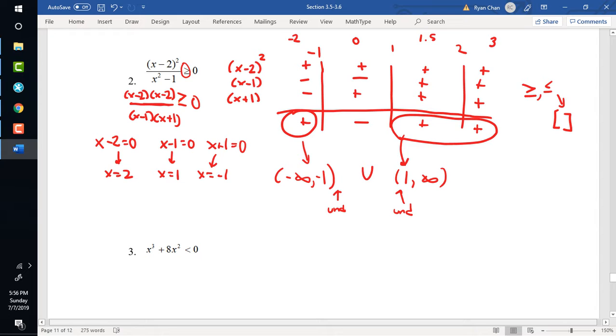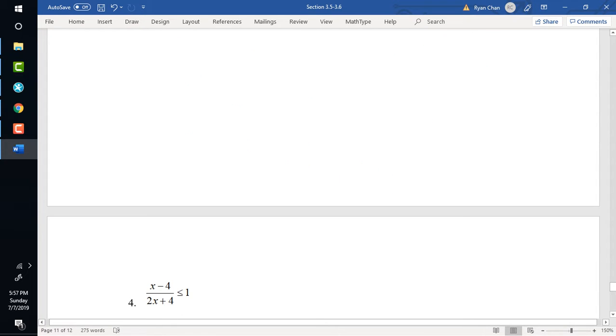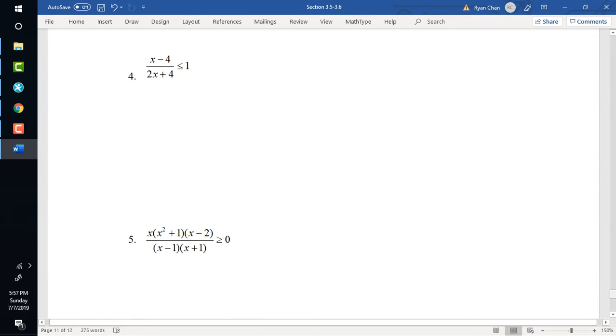Let's look at one last example, and then we'll call it a day for 3.6. Let's look at something like number 4. I'm going to subtract, let's go this way. Also, let me explain this once again. When it comes to fractions, we actually don't care which way we subtract, but if it's a polynomial, make sure your highest degree is positive.